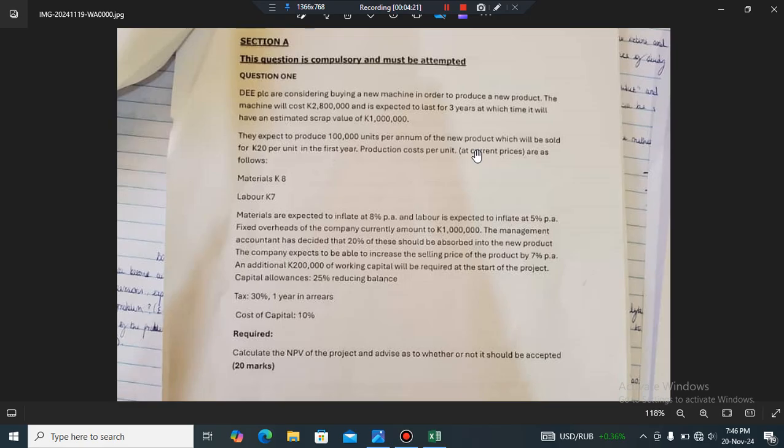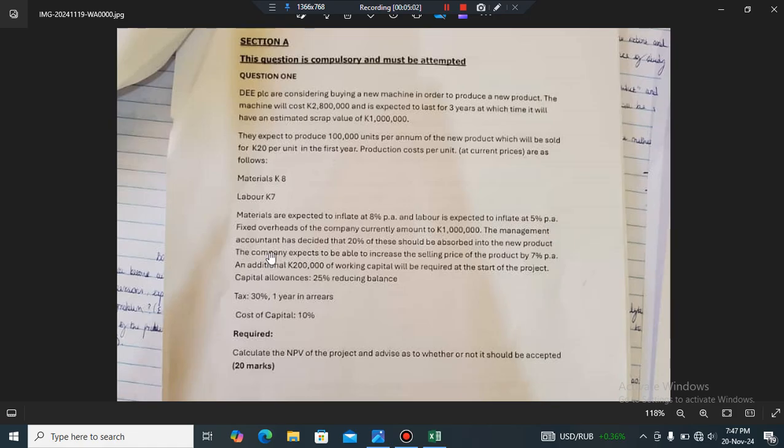So what this simply means is, when you're given prices at current market prices, inflation needs to start in the first year. I'll say it again: when you're given prices at current market prices, inflation needs to start in the first year. For instance, here materials are expected to inflate at 8% per annum. You inflate from the first year until the 3rd year. Labor is expected to inflate at 5% per annum. You inflate from year 1 until year 3.